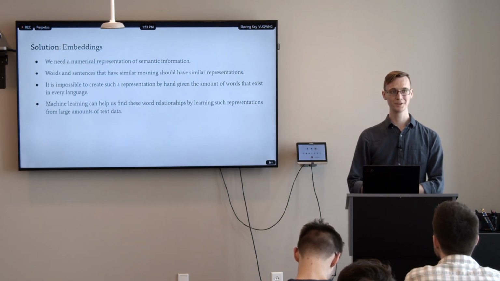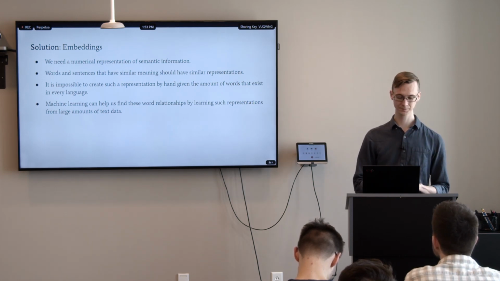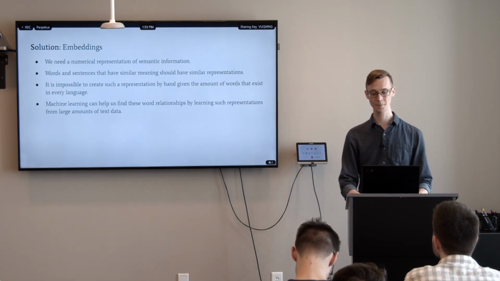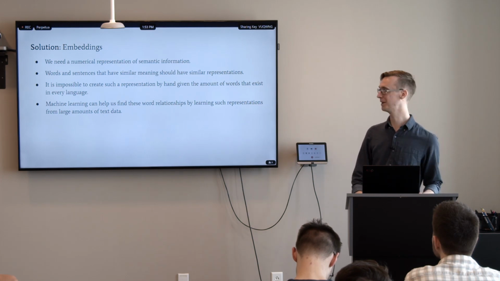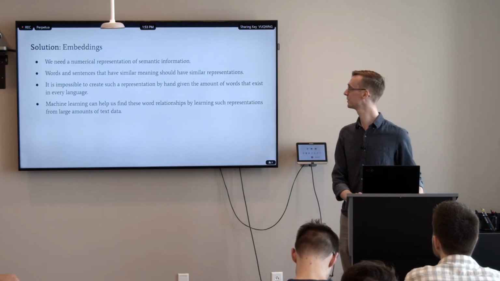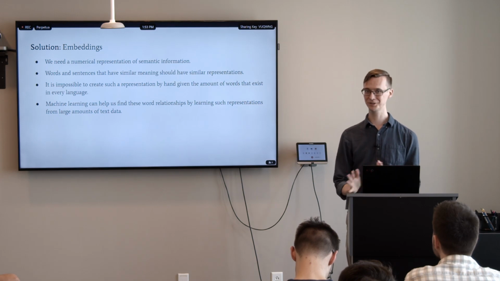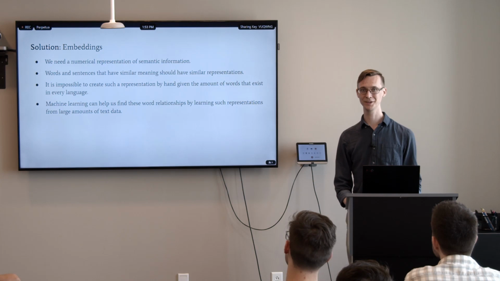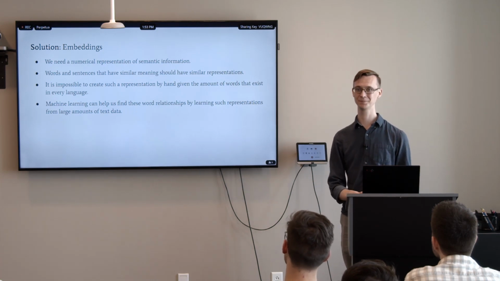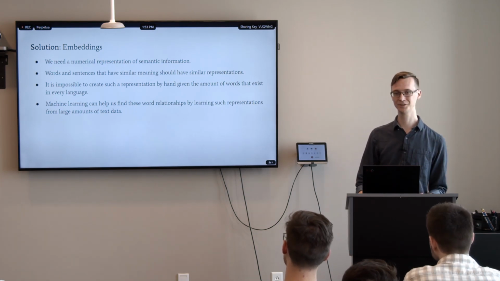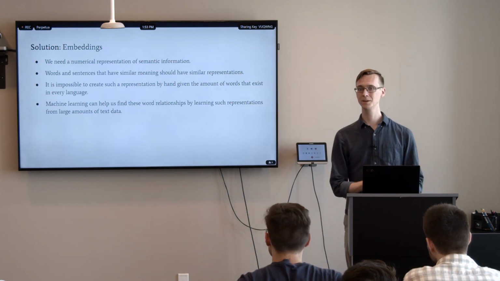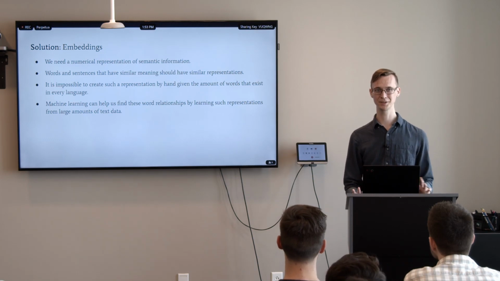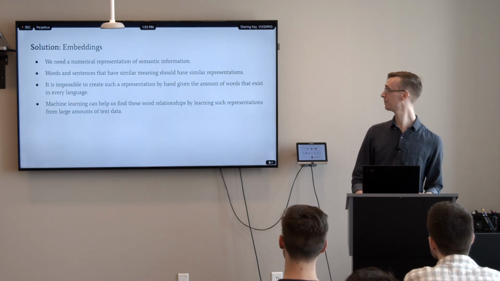The solution to this problem is embeddings. One of the recent innovations in natural language processing is to create what we call embeddings, which are numerical representations of the semantic content of pieces of text. So rather than characters, we want a numerical representation that we can compare. Words and sentences that mean the same thing should have a very similar numerical representation. So in the previous slides, those pairs of sentences, if we convert them to a numerical representation, if they mean the same thing, they should be very, very close. And if they mean different things, they should be far away.